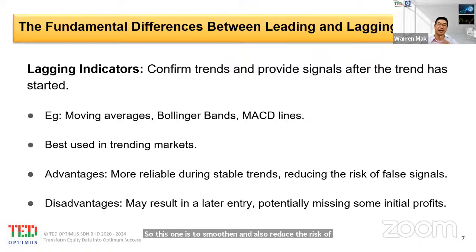And the disadvantages, of course, there's a pro and a con: it may result in a later entry, potentially missing some initial profit. Meaning that if you use a 5 MA to go in, maybe 5 MA is just suitable, but if you use a longer one, then you potentially miss some initial profit, if you are using moving average. Of course, if you don't use moving average and only use, for example, candlesticks, which they call price action, then you don't have this problem at all, because price action looks at candlestick movement, support and resistance to make decisions whether to open or close a position, without any averaging effect. Then it's okay.